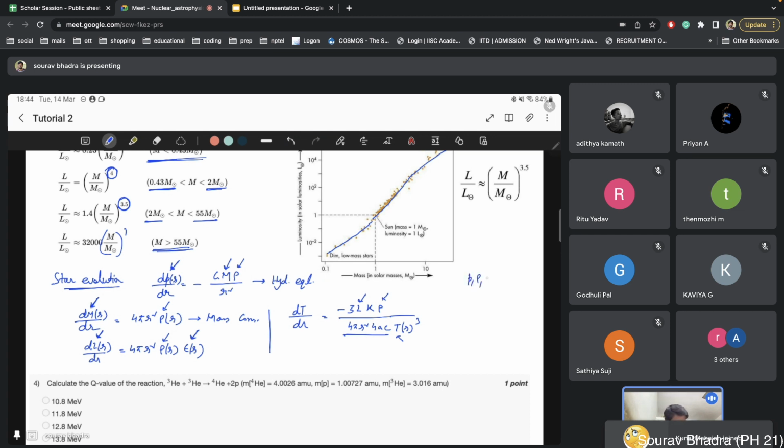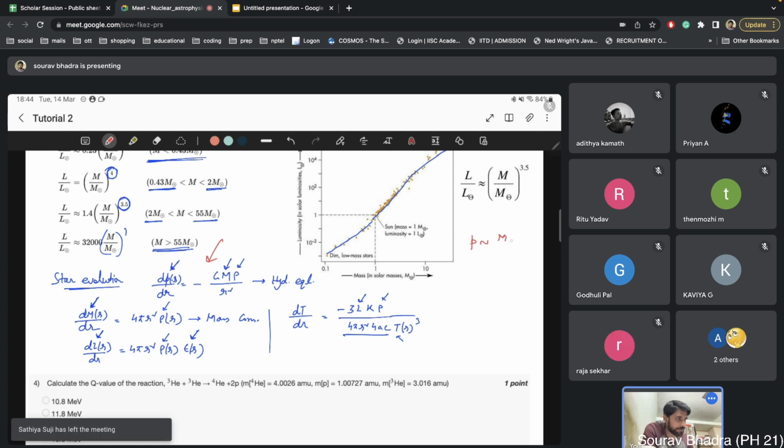P, rho, L, T, all the properties of this star are interrelated with these four equations, and from here you can get a rough idea of the mass luminosity relation that I have told you about. So let me use it. Focus on this particular equation, which was the hydrodynamic equilibrium equation. From that equation we can write P is proportional to rho m by r, right?